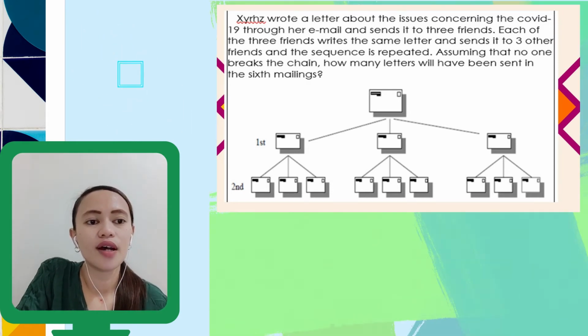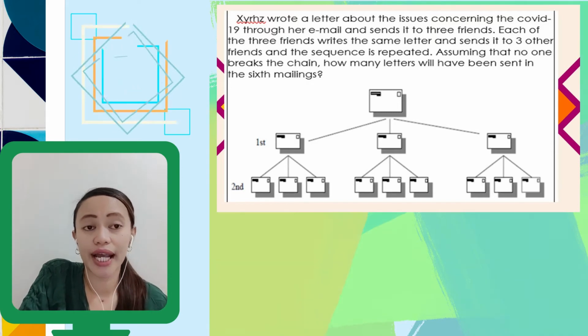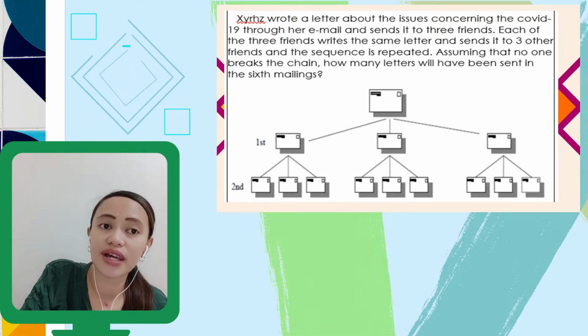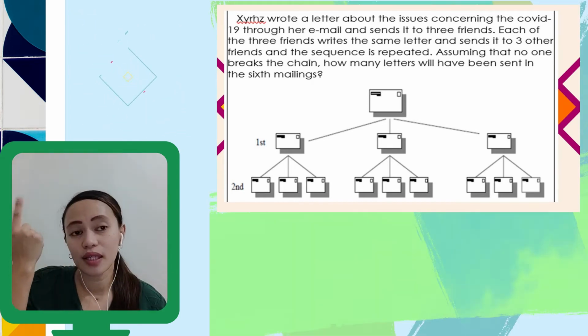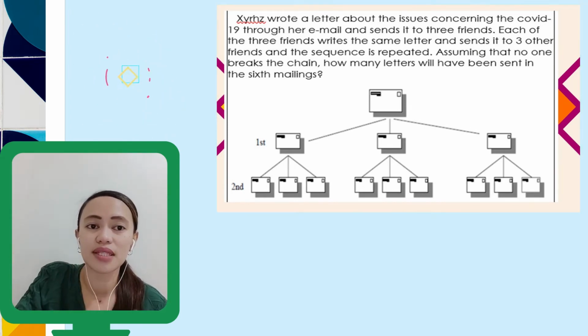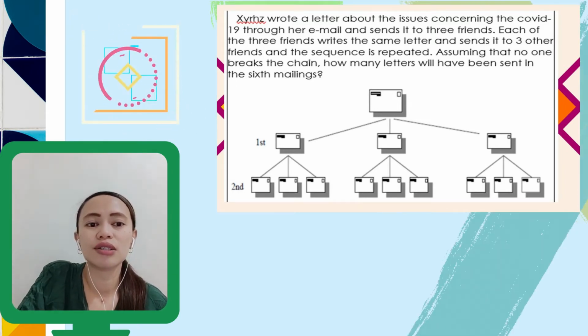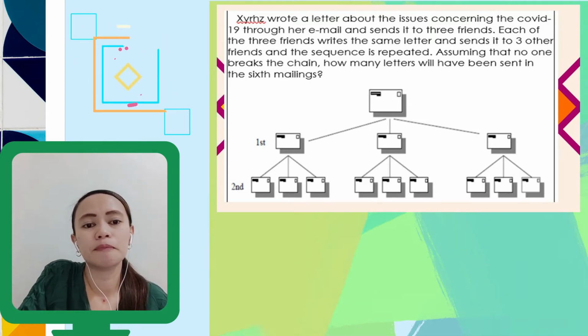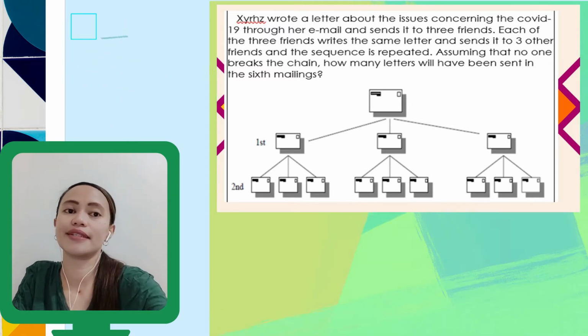So first we have 3, second we have 9, then the third one will be 27, and then the fourth one will be 81. So 81 times 3, we're going to have 243. So on the 6th mailing, we're going to have 243 mails.